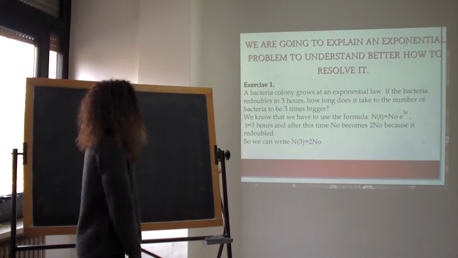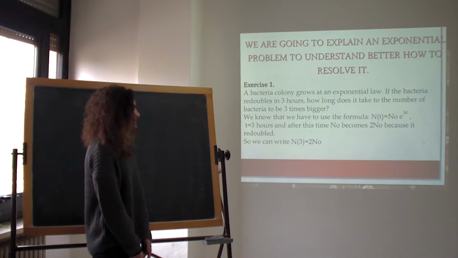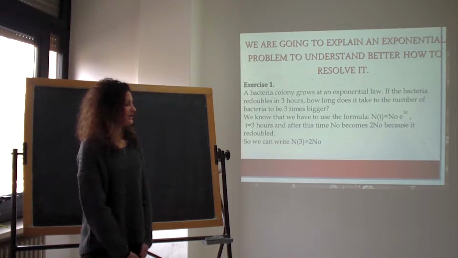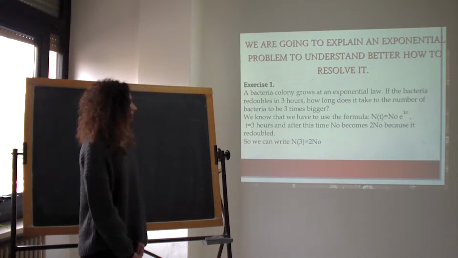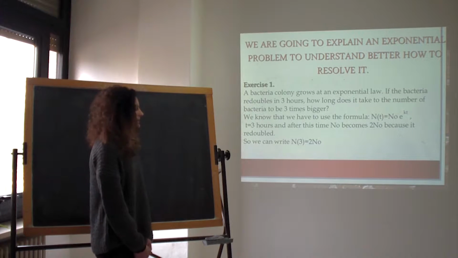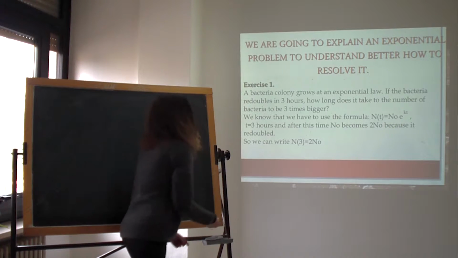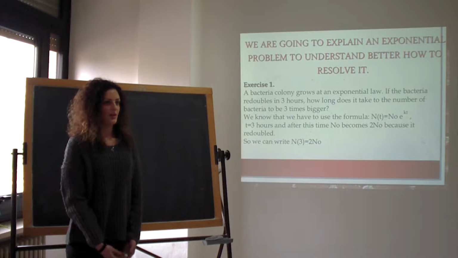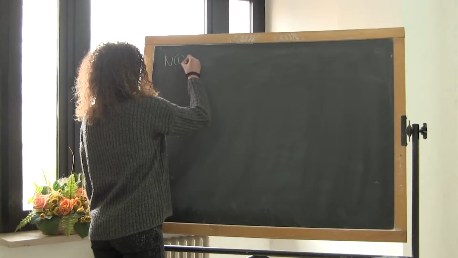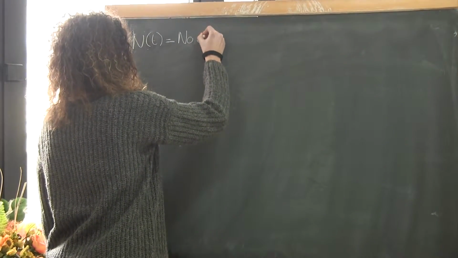Exercise 1. A bacteria colony grows at an exponential law. If the bacteria redouble in 3 hours, how long does it take for the number of bacteria to be 3 times bigger? We know that we have to use the formula N of t is equal to N naught times e to k times t.